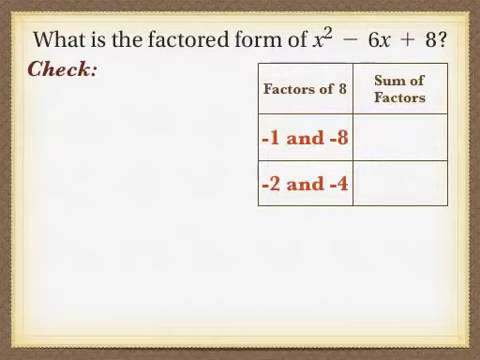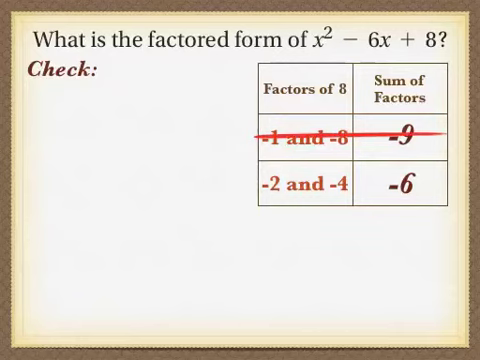I need to list the negative factors because my b is negative 6. We can multiply -1 times -8 and get 8. We could also multiply -2 times -4 and get 8. -1 plus -8 is -9, and -2 plus -4 is -6. So my factors are not going to be -1 and -8 because they have a sum of -9. My factors are going to be -2 and -4 because they have a sum of -6, which is my b.